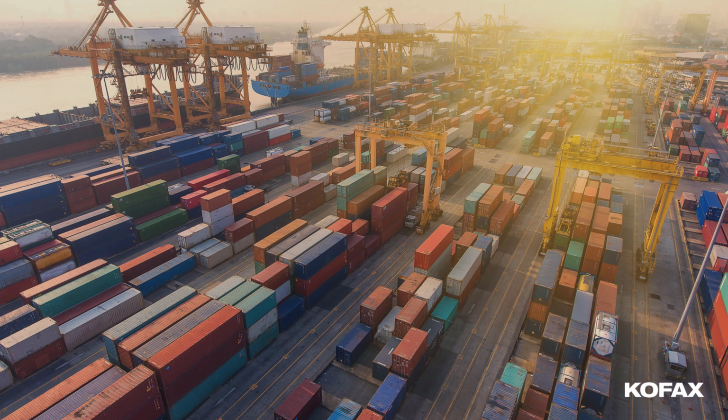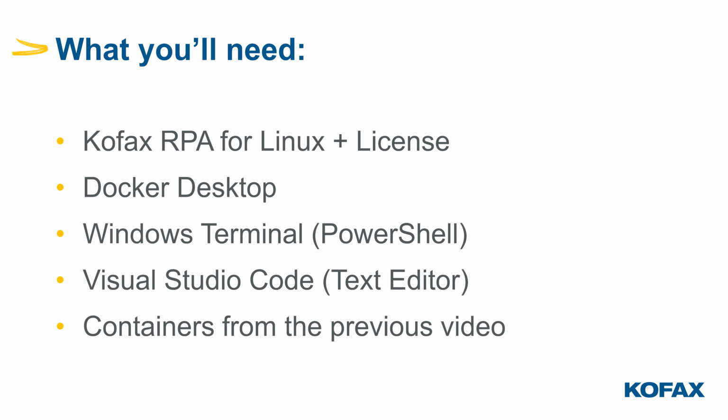Those are, of course, the questions that I want to answer in today's video, and I want to make it as hands-on as can be. So if you want to follow along, you'll need to have Kofax RPA for Linux. You also need to have a valid license. You need to have Docker Desktop up and running. Make sure that it's running. You need to have Windows Terminal or something similar. You need to have Visual Studio Code or any other text editor. And you need to have the containers from the previous video. So if you don't have them or you haven't watched that, feel free to do that, and then afterwards you can follow along as well.